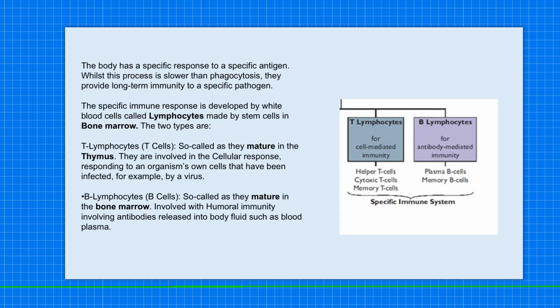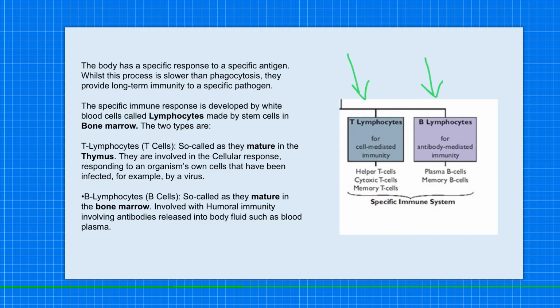So we're interested in lymphocytes. If we look here, we're looking at T lymphocytes or T cells and B lymphocytes or B cells. T lymphocytes mature in the thymus gland and they're involved in the cellular response, responding to an organism's own cells that have been infected, for example, by a virus. B cells mature in the bone marrow, and they are involved with what we call humoral immunity, involving antibodies released into body fluids such as blood plasma.